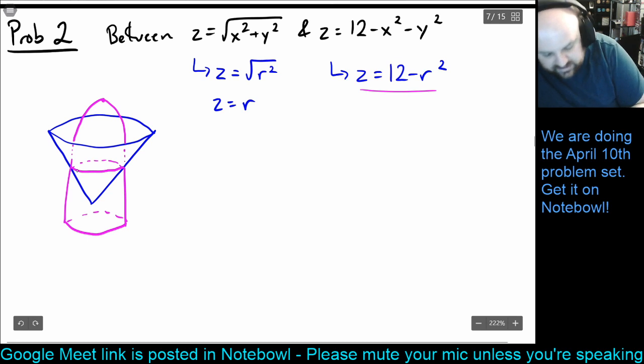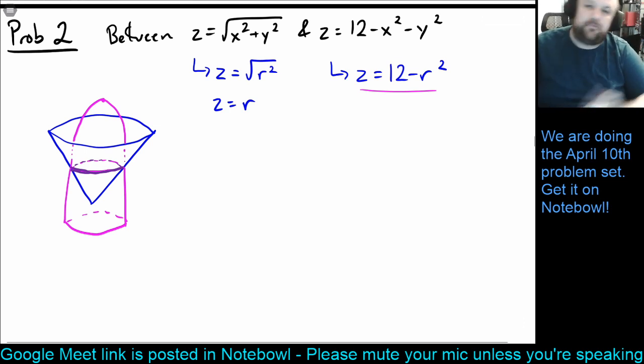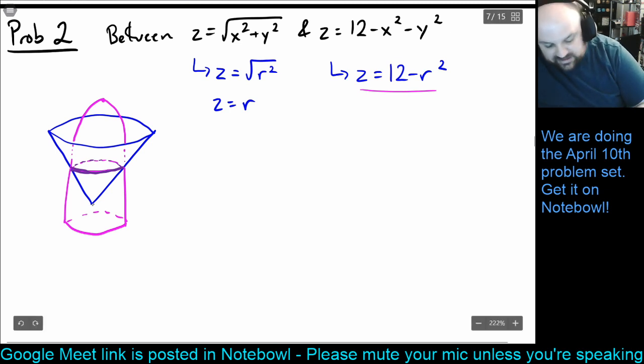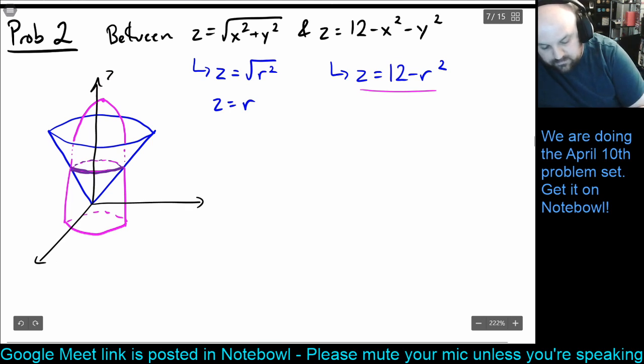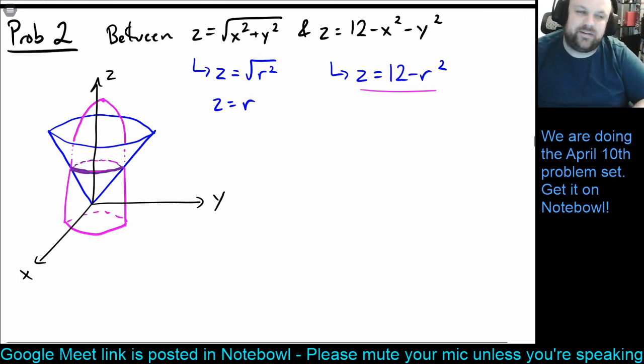So this intersection here is what we need to find. Okay. So the cone opens upward, the paraboloid opens downward because it has the negative x squared minus y squared part. And if you're interested, the axes are something like this. I often find it easier to just try and draw your 3D shape first and then add in the axes afterward if you want them. It'll look something vaguely like this.